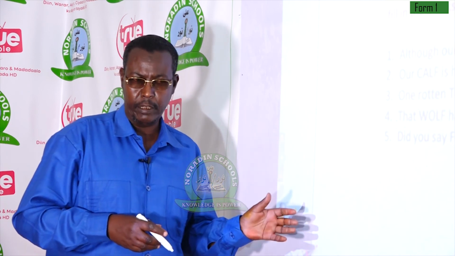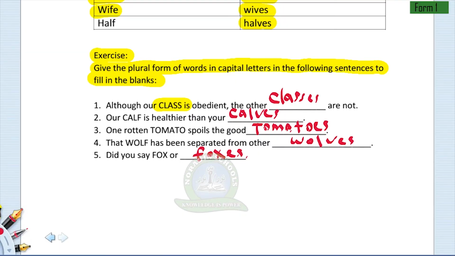But there are two kinds of nouns that end in o. Some take only s and some take es. Those who take only s usually have a vowel letter before o. Then we add only s. For example, dynamos, we add only one s.